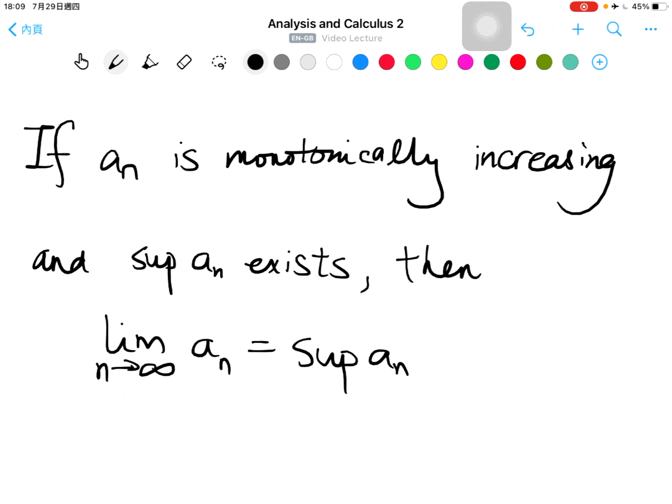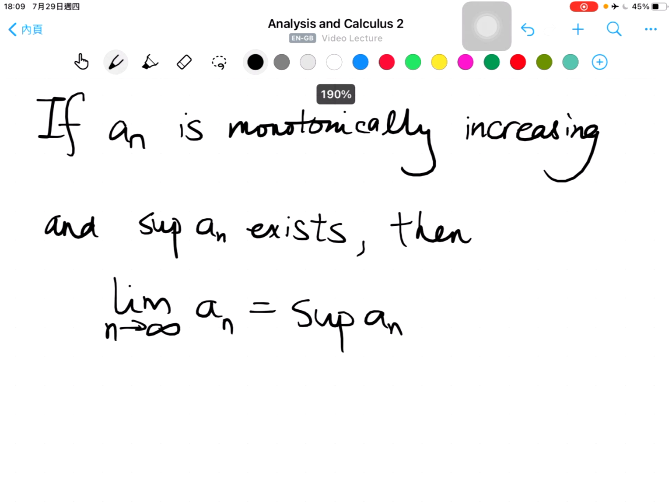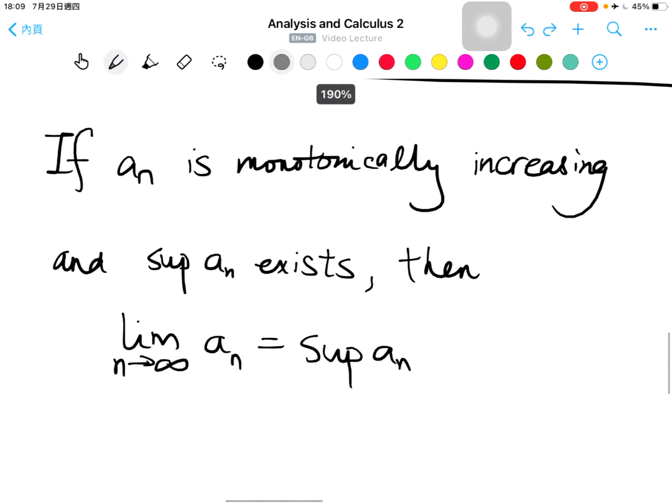Now this is something quite interesting, right? So why is it so? If I'm changing this to monotonically decreasing, and its infimum exists, then the limit is going to equal the infimum. But for now, I'm just gonna prove the increasing case. The infimum case can be, as all math books do, left to the readers as an exercise. So I'm just gonna prove the supremum case, because the infimum case is very similar.